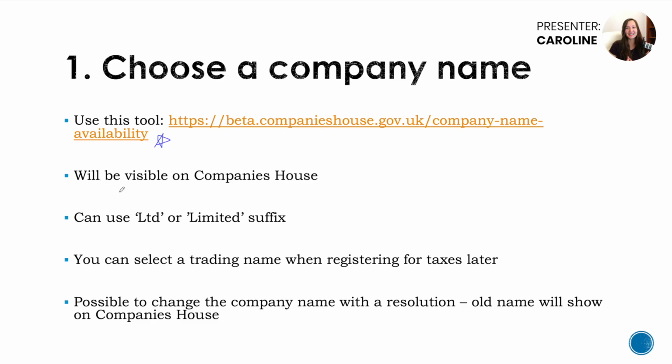This company name will be visible on Companies House. You can still have a trading name if you decide. And you can use LTD or limited as the suffix. So it'll just be whatever your company name is. Let's pick a random one, like banana. Let's say you decided to call your company Banana. It's unlikely it's available, but I want Banana Limited. You will be able to choose this suffix, whether it's LTD or limited, whatever you think looks better. That's pretty much all it's for.